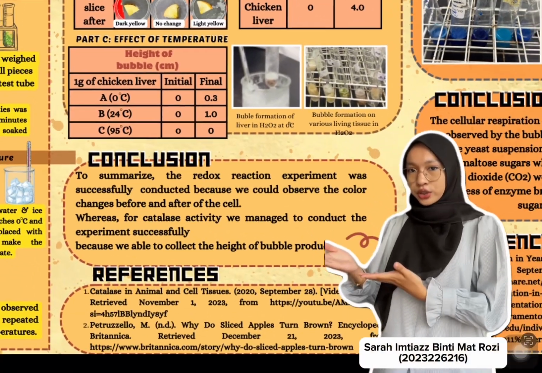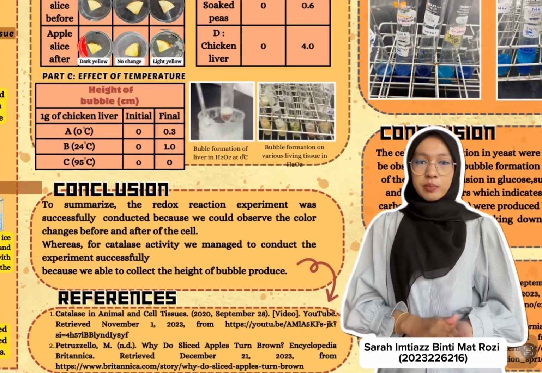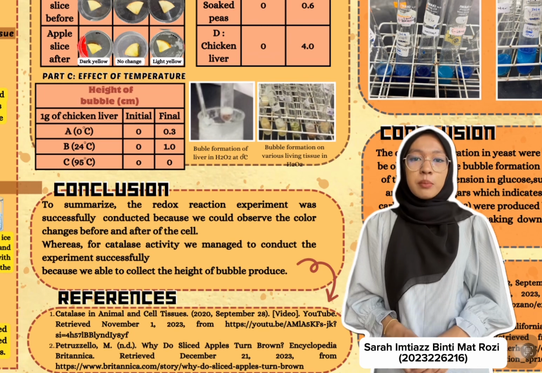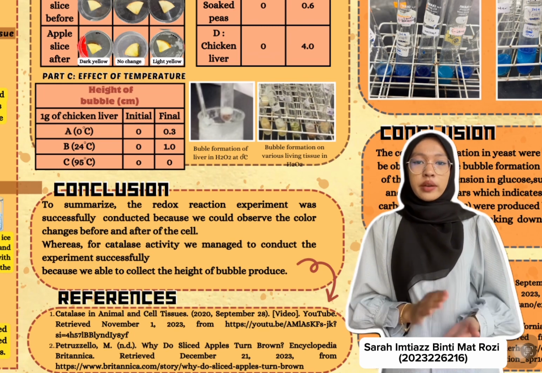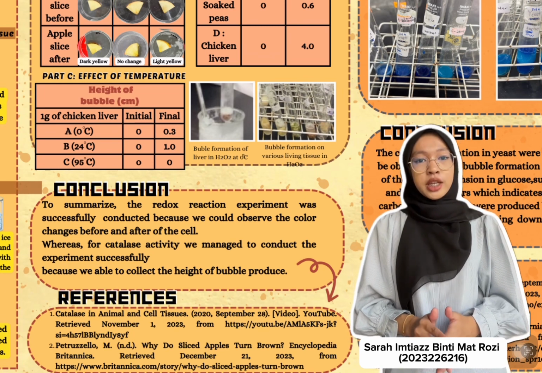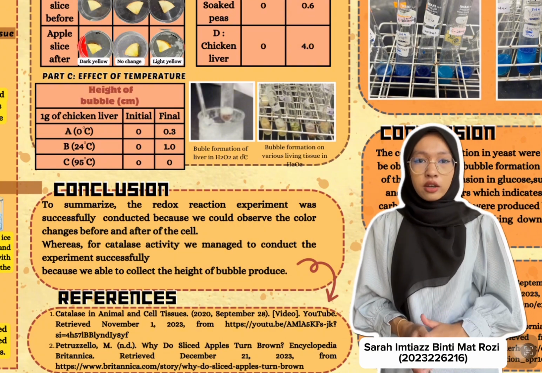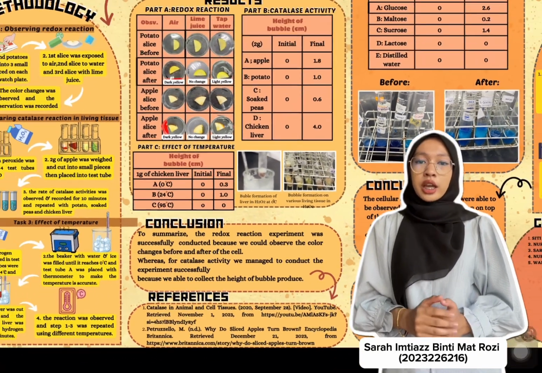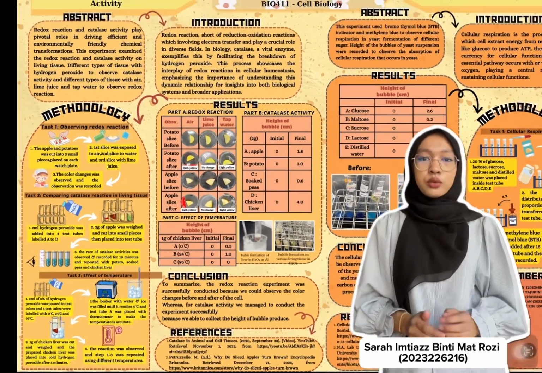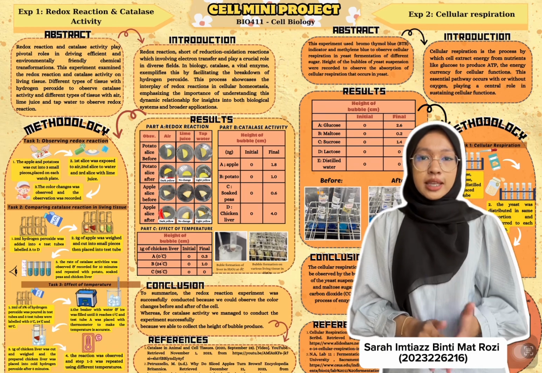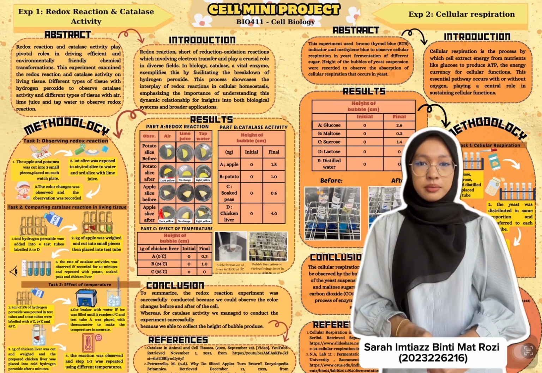So for the conclusion, the redox reaction experiment was successfully conducted because we could observe the color changes before and after of the cell. Whereas for catalyst activity, we managed to conduct the experiment successfully because we were able to collect the height of bubble produced. The hydrogen peroxide is broken down into water and oxygen gas when the living tissues react with the catalase enzyme in the damaged cell.